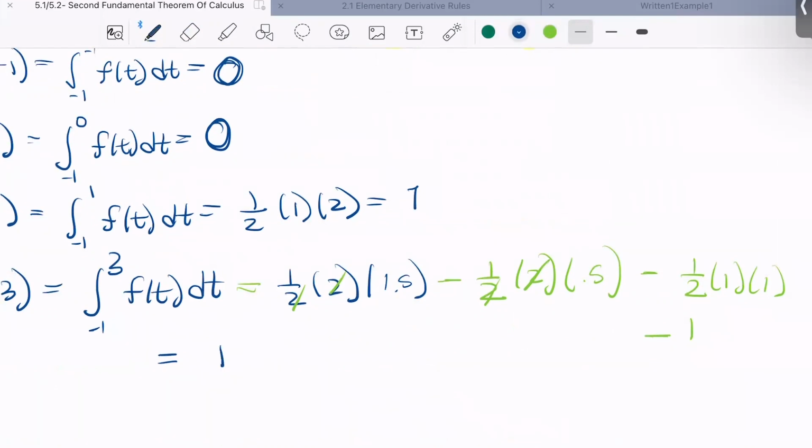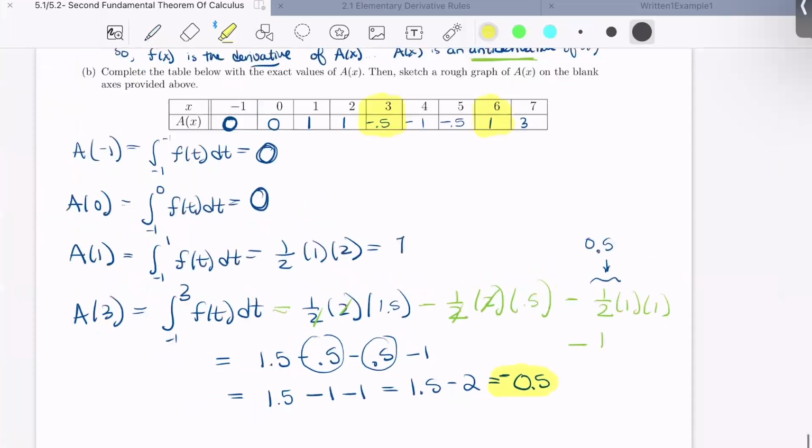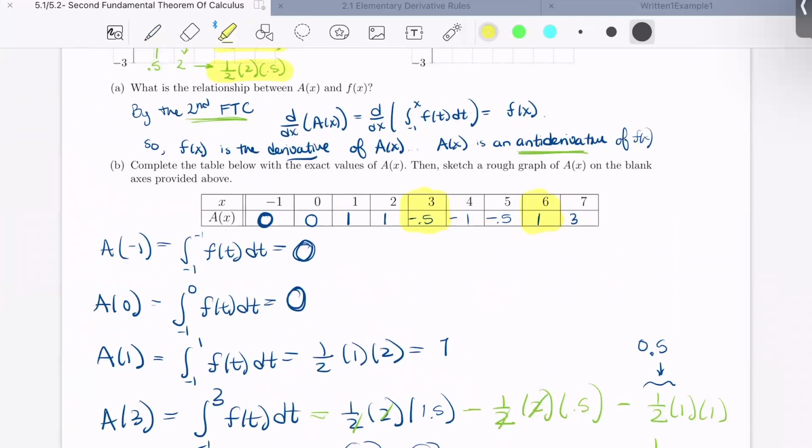So what else am I left with? I'm left with 1.5 minus 0.5 minus 0.5 times 1. This 1/2 is equivalent to 0.5. All right, so then I can subtract here. So to do that, I see that 0.5 times 0.5 is negative 1. So I get 1.5 minus 2, which is negative 0.5. So my area here is negative 0.5, which is what we are getting there. All right, let's just do one more here.